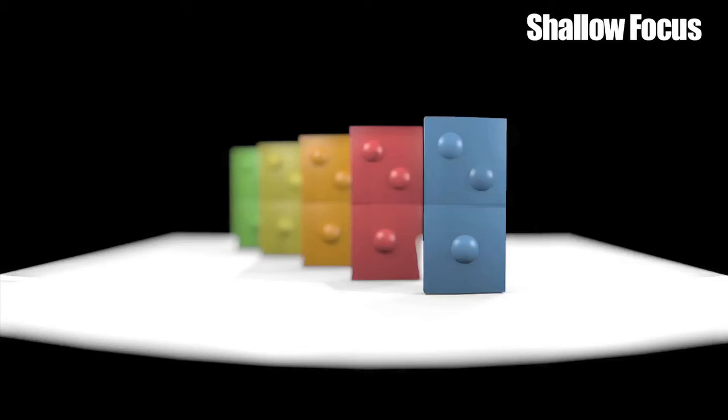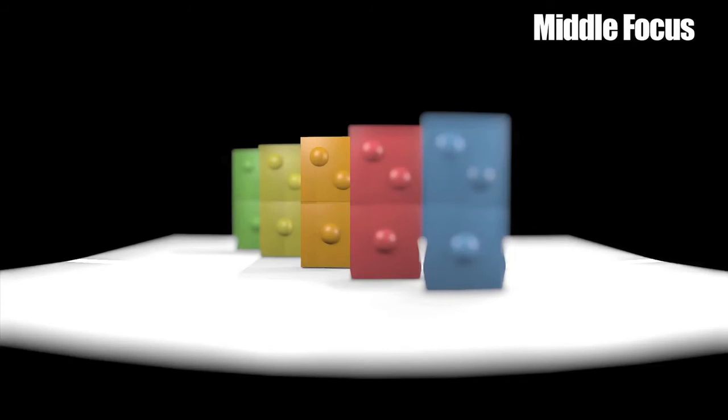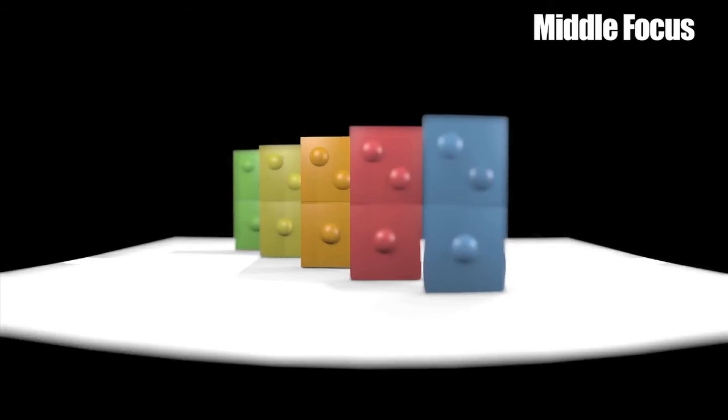Middle focus is when a particular object in the middle of a scene is in focus while the objects around it in the background and in the foreground are out of focus, as shown in our examples.